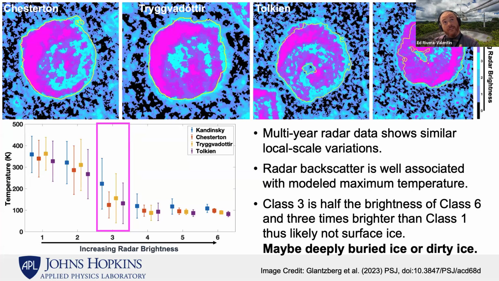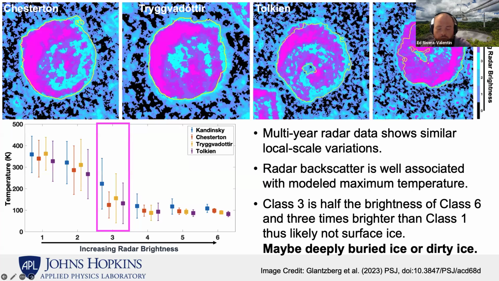This is a good way of looking at the general distribution of the radar bright material within the PSRs, but at least for the stuff I do, because it's averaged out, it no longer has correlation with incidence angle, and so scattering models are no longer possible with this. But we can start looking at areas that are generally really bright. And so here I pulled out these craters. Let me move this to the side so I can see that better. Chesterton, Tryggvadóttir, Tolkien, and Kandinsky.